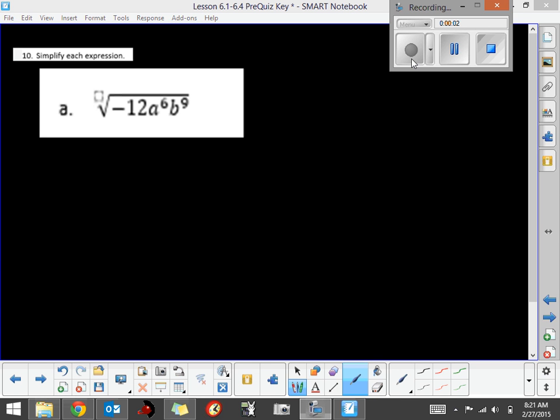In question 10a, we're asked to simplify the expression. First thing I notice is there is no index here. If you don't see an index, it's automatically 2. So we're doing the square root of negative 12 a to the 6, b to the 9th.